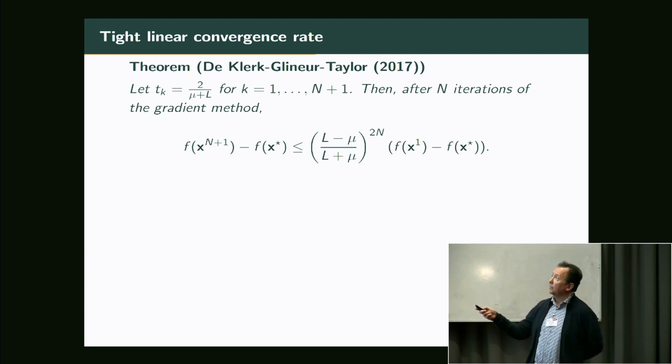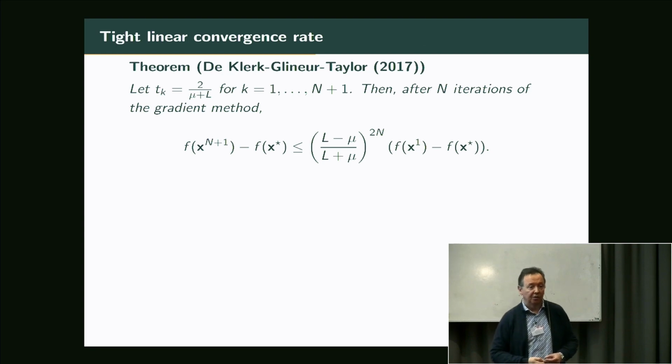And then you find that after n iterations, provided that you use the step length 2 divided by mu plus L at every step, so you just use one step length, then after n iterations, the function value, distance from optimality, is the old distance at the start reduced by this factor here. So basically at every iteration you get a reduction by L minus mu divided by L plus mu, which is smaller than 1, squared. So this constant here determines the so-called linear rate of convergence.